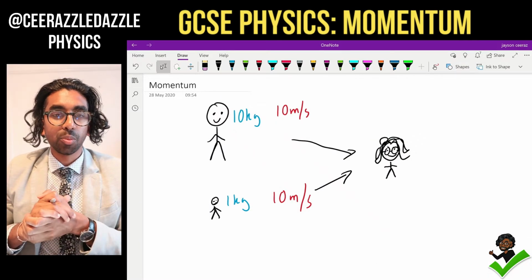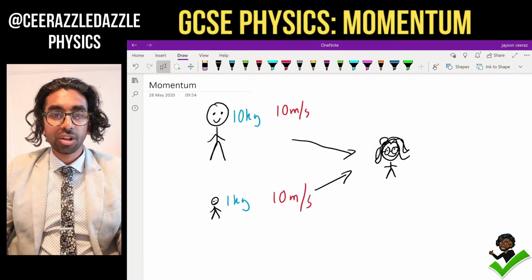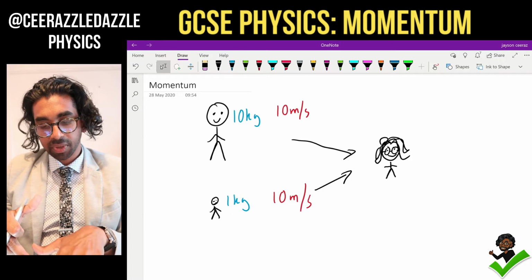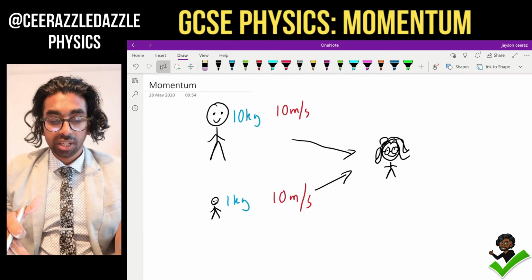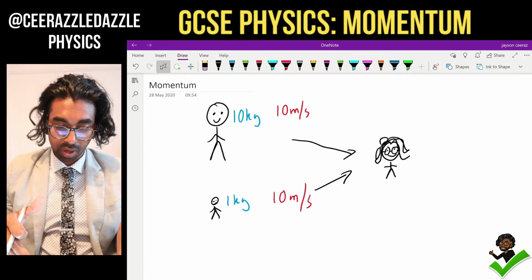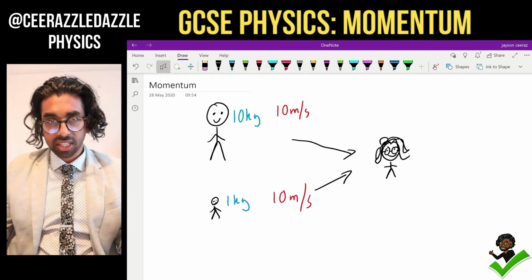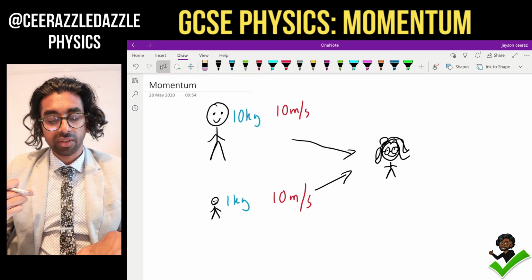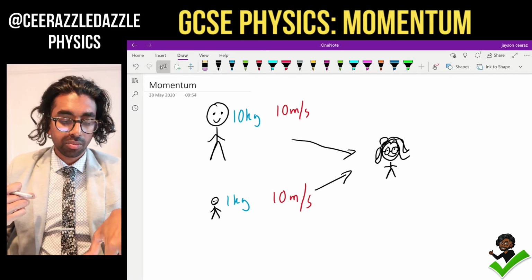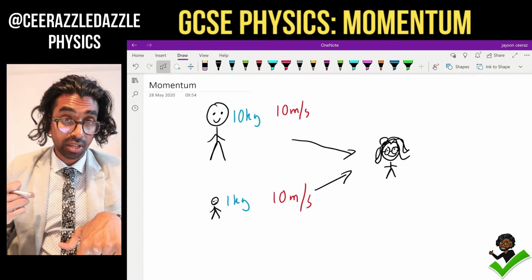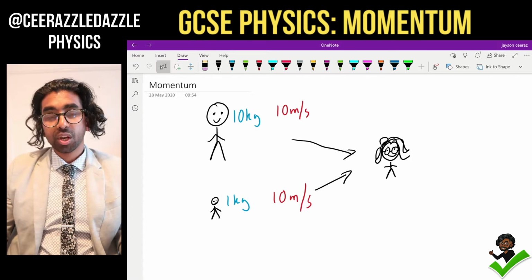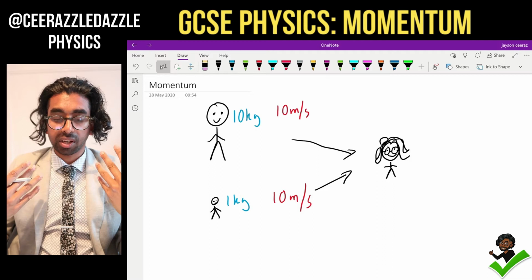In today's session, we're going to be talking about momentum. So let's start off with the following scenario. That's me on the right hand side, and as you can see, there's two people, both of them slightly different, but let's imagine they're both running towards me. One weighs 10 kilograms and is traveling at 10 meters per second. The other one is running at 10 meters per second, but this one weighs 1 kilogram. So both of them are running towards me. Which one do you think will hurt me the most when they collide?